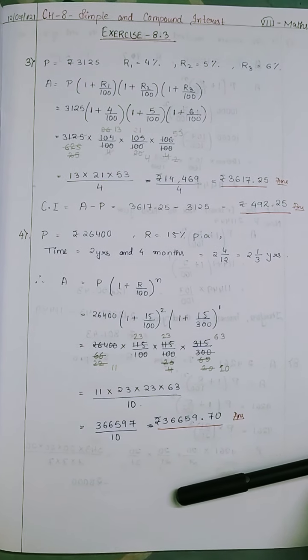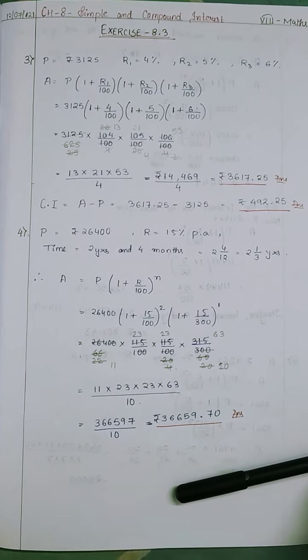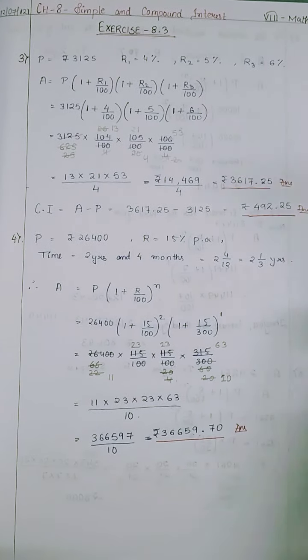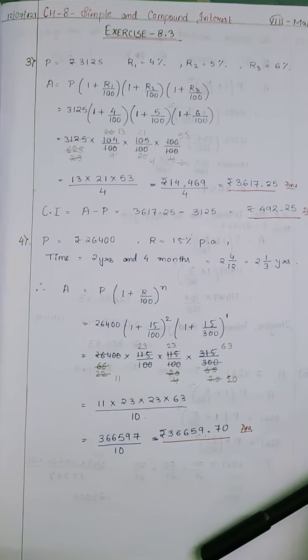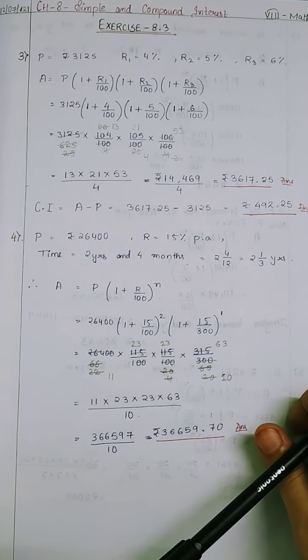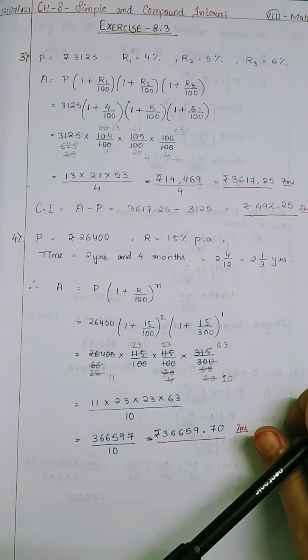Okay, so question number 3. Here the principal is given, the rate in the first year is given, the second rate is given, and the third rate. I mean, 3 rates are given for 3 different years. Now we have to find how much the amount will be after 3 years, and we have to find the compound interest also. Okay, so let's do it.